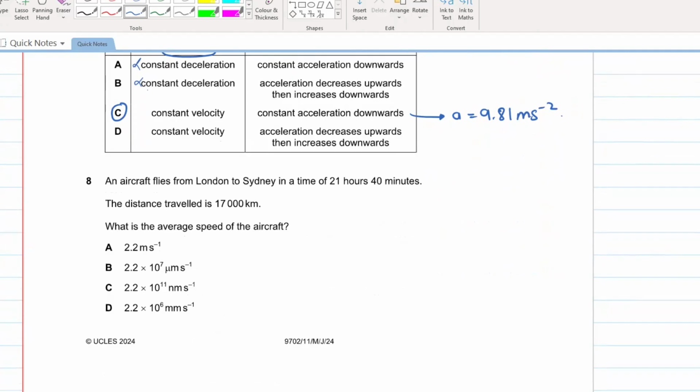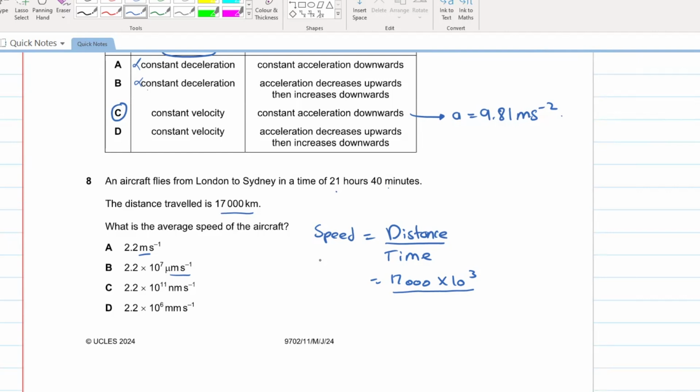An aircraft flies from London to Sydney in a time of 21 hours 40 minutes. The distance is this. What is the average speed of the aircraft? Can you realize we have to calculate the answer in meters per second? Yes. So, what do we do? If you have to calculate the average speed, what will you do? You will say it is equal to distance over time. Perfect. What is the distance? 17,000 kilometers, 17,000 into 10 raised to the power of 3. What is the time? Time is 21 hours and 40 minutes.